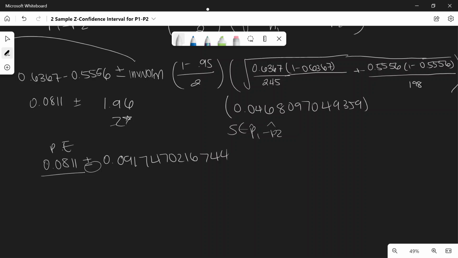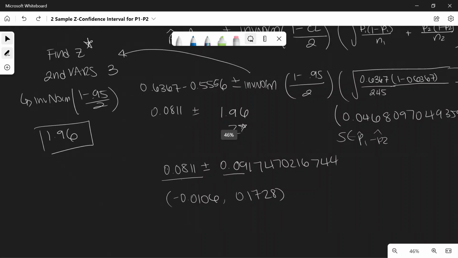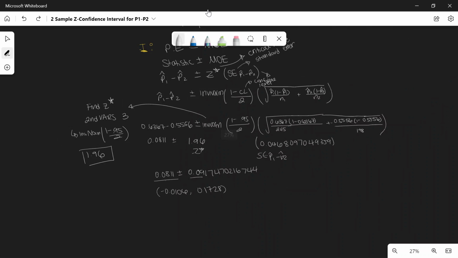You subtract this number from your point estimate, and you get your first endpoint, which is negative 0.0106. Then you add this number to your point estimate, and you get your second endpoint, which is 0.1728. And that is your confidence interval. So now, what does this mean? How do we conclude this? This is where C comes in. Yay, we're finally almost done.